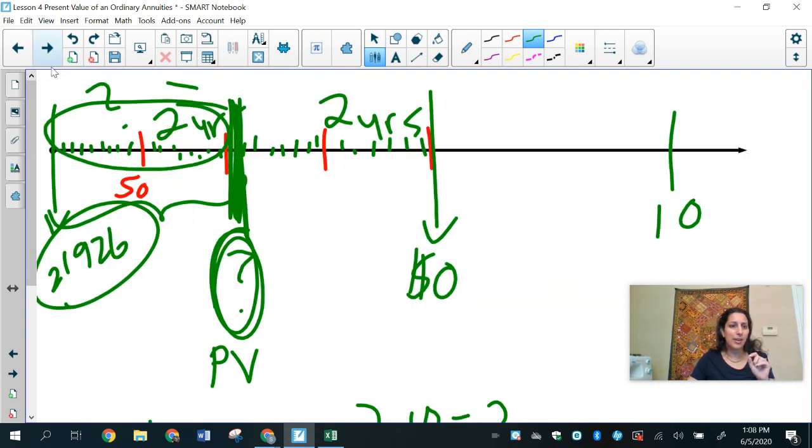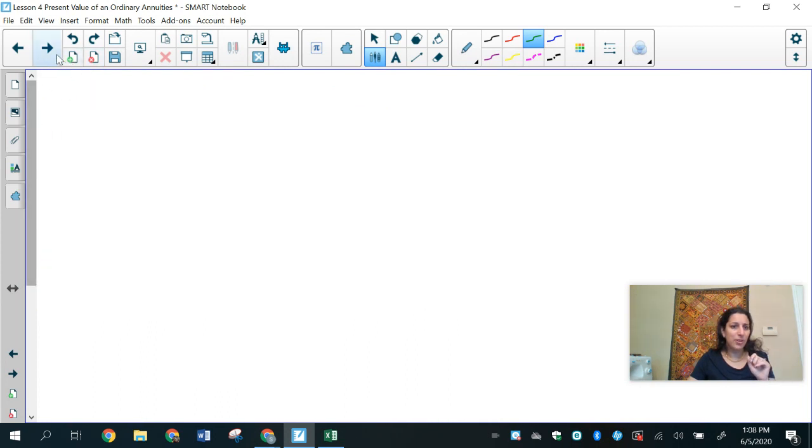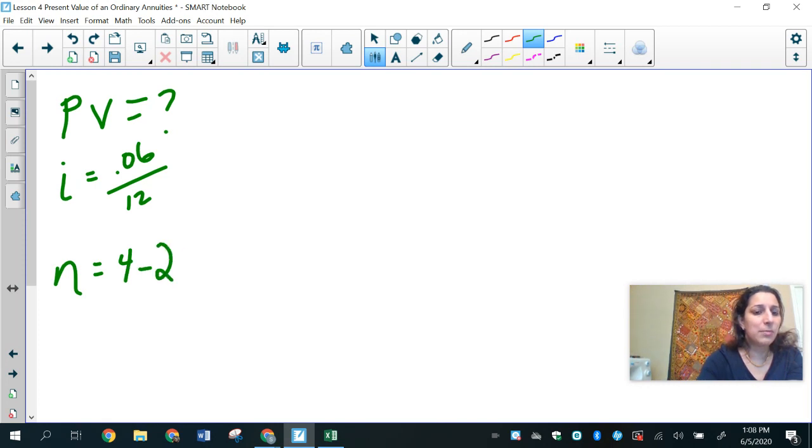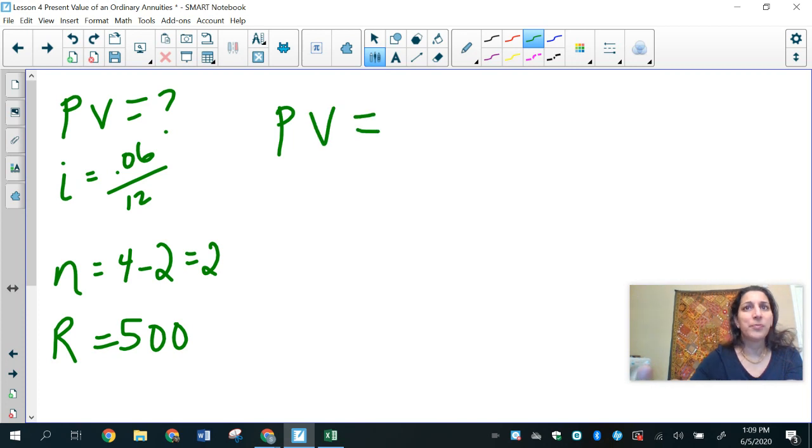So I'm going to open a new page here. I'm going to take all the same parameters. So PV is what I'm looking for. My interest rate is still 0.6% divided by the 12 months. My N is now 4 minus 2. So 4 minus the balance, which we said was 2. And then my payment, which was my R, is still 500. So everything else stays the same, but just plug all this into your new formula.